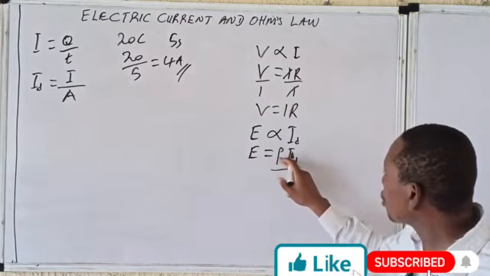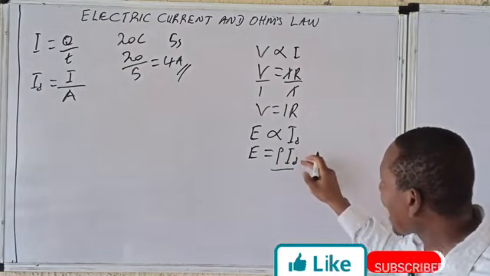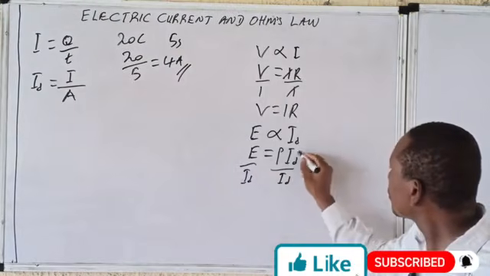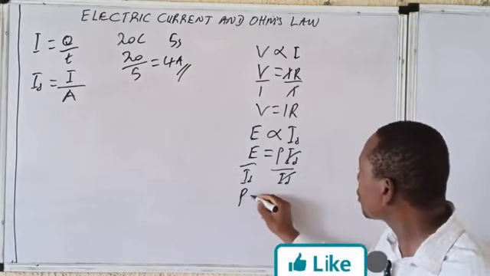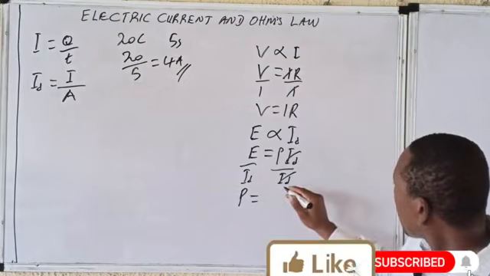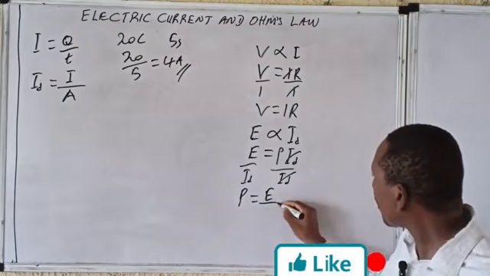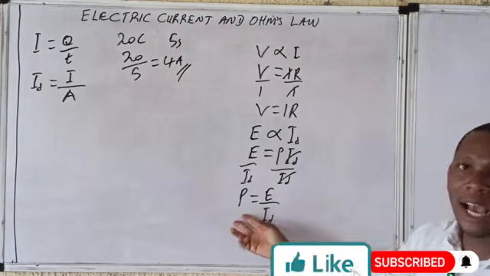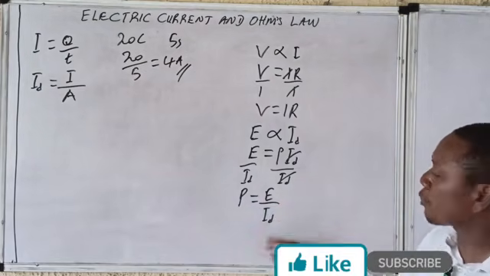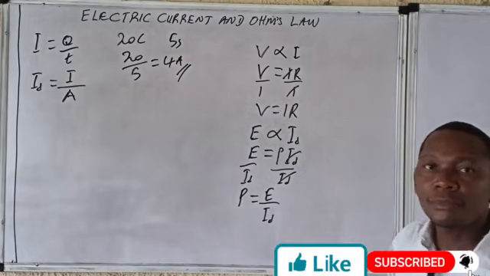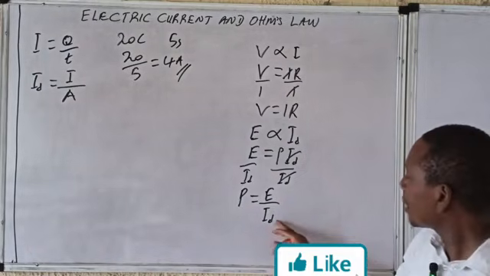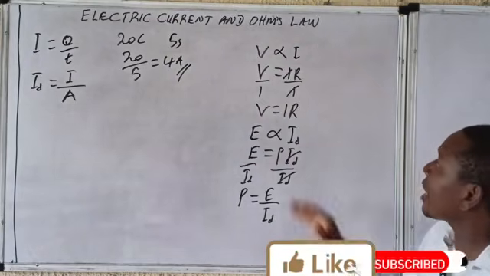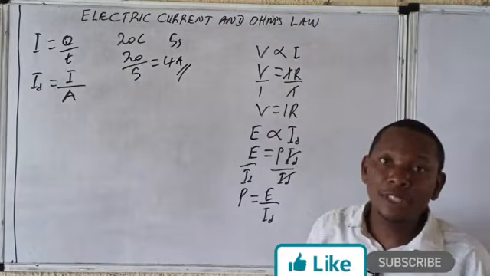Remember, let's make P the subject of formula. Since I want to make P to stay on its own, I will divide both sides by the current density. All right? So this cancels out this. So we now have P is equal to E over the current density. So you can define the resistivity as the ratio of the electric field to the current density. So it's a very simple concept. These are direct formulas that we're using to solve questions.